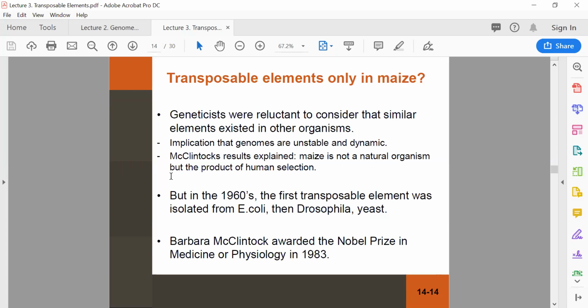They could accept that. And this view was actually held right up until the 1960s, when the first transposable elements were isolated from E. coli, from the fruit fly Drosophila, from yeast, and then from lots of other genomes. Finally, Barbara McClintock's hypotheses were accepted, and she was awarded the Nobel Prize in 1983.